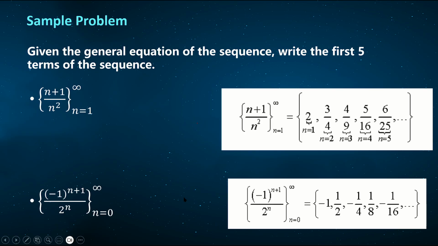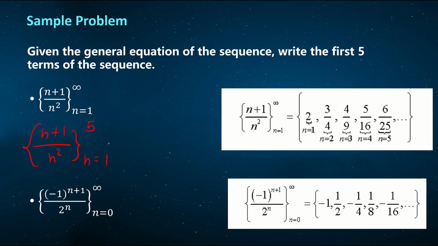So I have this sample problem, and let's try to find the first 5 terms of the sequence. Let's focus here on our example. We have n plus 1 over n squared, and we are going to evaluate the first 5 terms of the sequence, from n equals 1 up to 5.